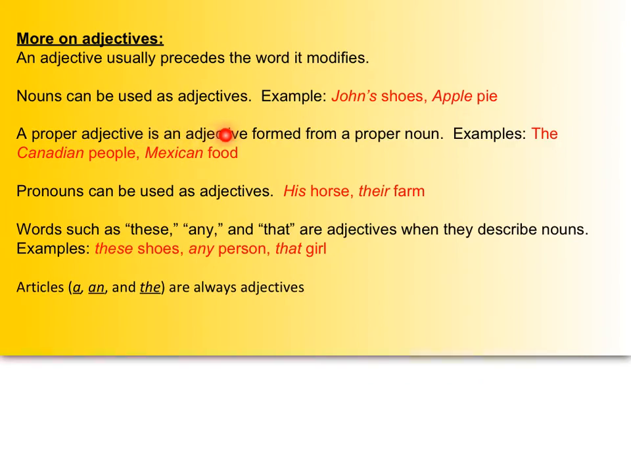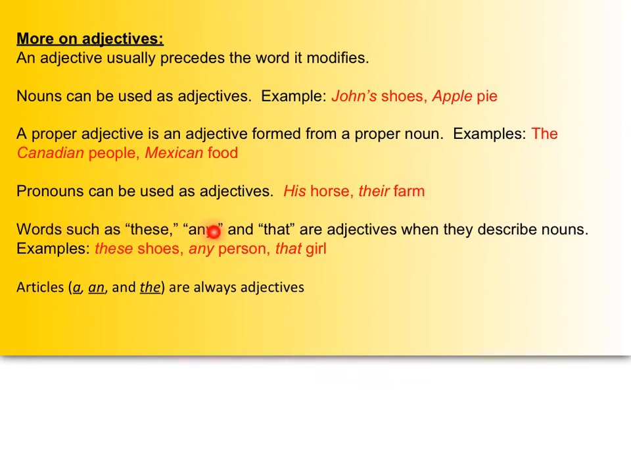A proper adjective is an adjective formed from a proper noun. Example, the Canadian people, Mexican food. These two words are modifying people and food, so they are adjectives. Pronouns can be used as adjectives. His horse, their farm.